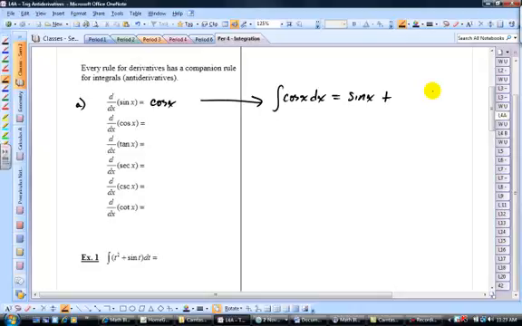Be bold. C. What's C called? Constant of integration. You have to have the C there. So for all these integrals, we want to be thinking derivatives. If we know our derivatives, this should be doable.